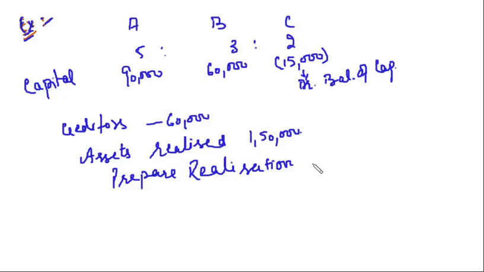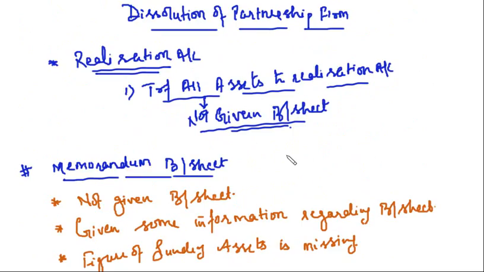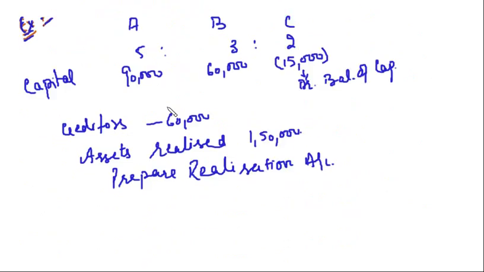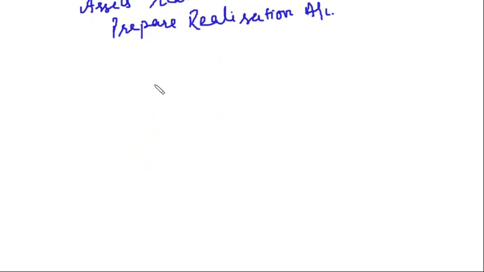Now friends, when you are not given the amount of sundry assets that will be transferred to realization account, because I told you the very first step in realization account is to transfer all assets appearing in the balance sheet to realization account. Here we don't have the figure of assets, but we know that we have some assets because we are given the amount realized from assets. So what we are going to do is, for this purpose, we prepare one memorandum balance sheet from the information that we have. Memorandum balance sheet.